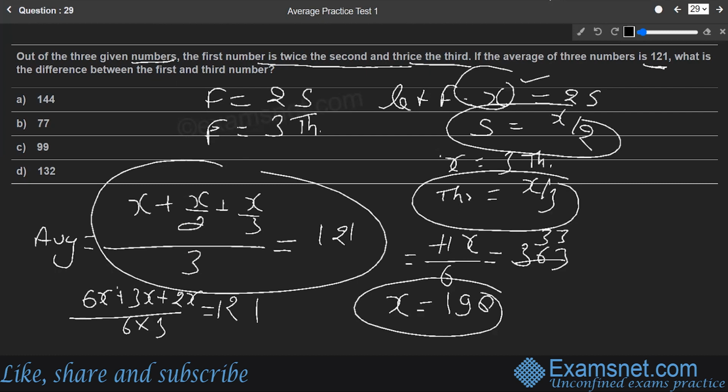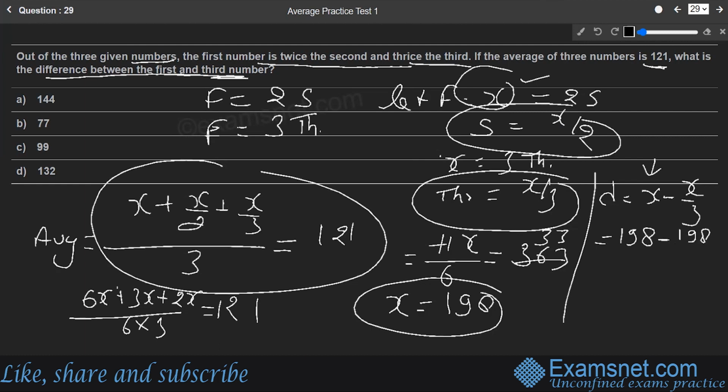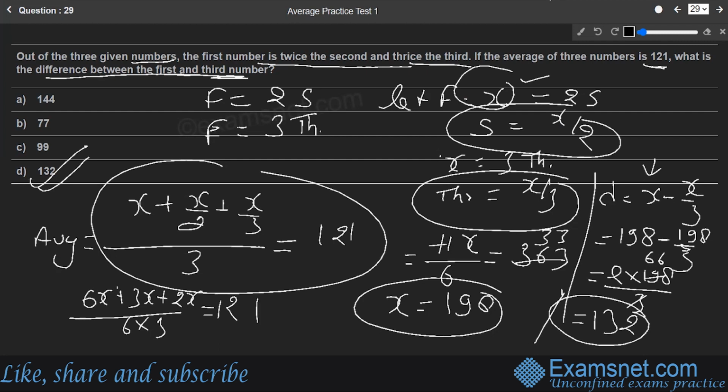Let us see what he had asked for. He had asked for the difference between the first and the third number. So what is that difference? The first number is x, the third number is x by 3. So if we know the x value as 198, it is 198 minus 198 by 3. That is clearly 2 times 198 by 3. This can be easily cut: 3 sixes are 18, so 66 into 2 is the difference. That is nothing but 132, the difference of the first and third numbers. It is available in option D, which becomes the right answer for us.